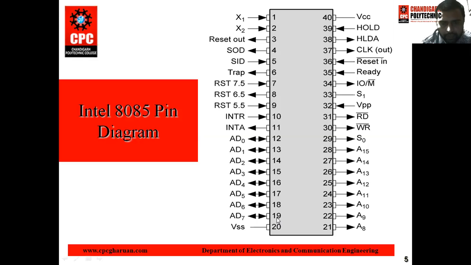Next, the 12th to 19th pins are AD0 to AD7. These pins are multiplexed with the data pins. These pins can work as data buses as well as address buses.